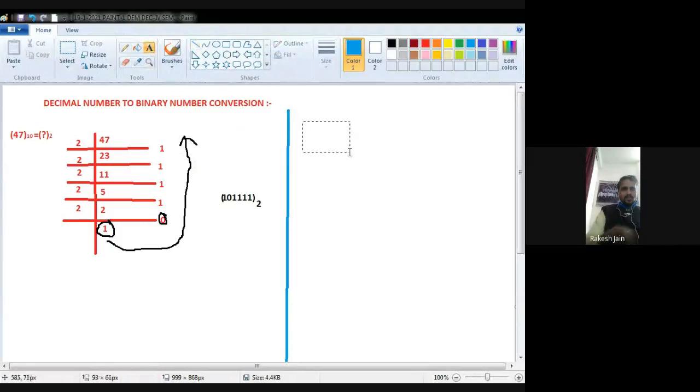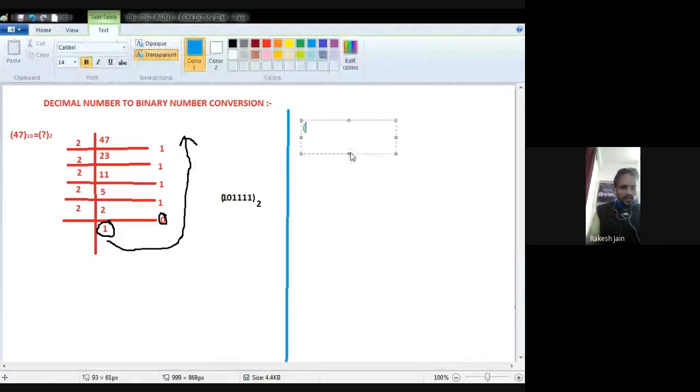Let's suppose my number is any number you can choose. Let's suppose my number is 75. Okay, and I have to convert that decimal number, because the base is 10, so I understand that this is a decimal number, into a binary number.